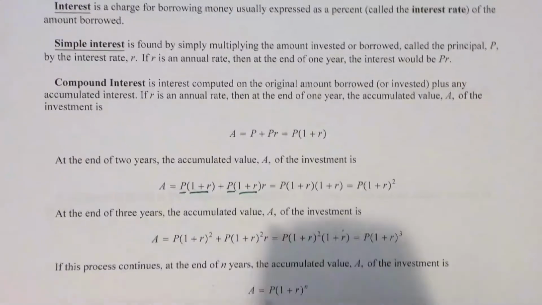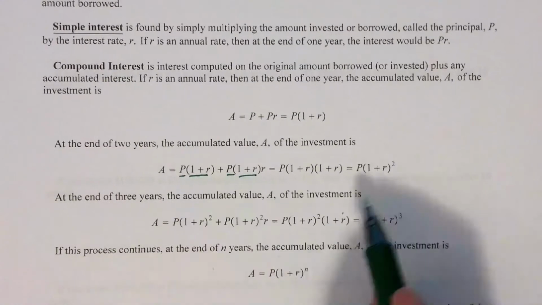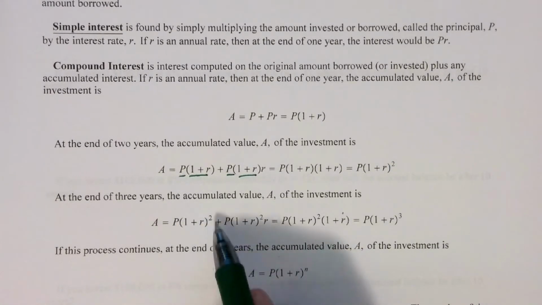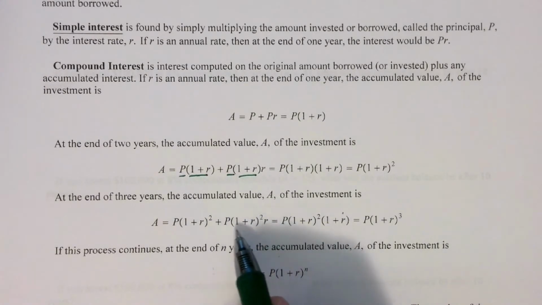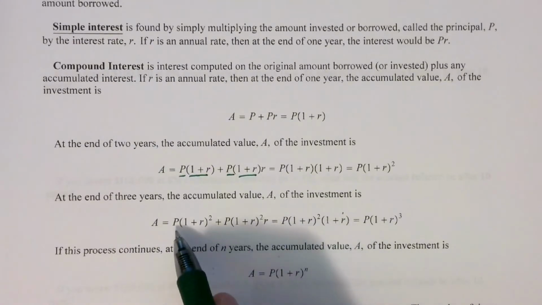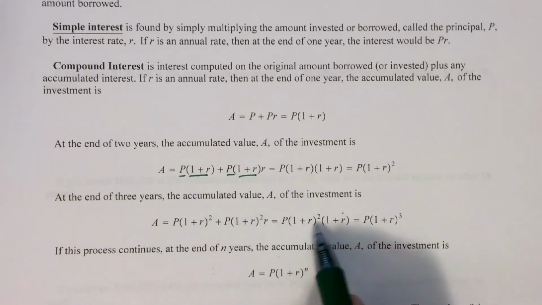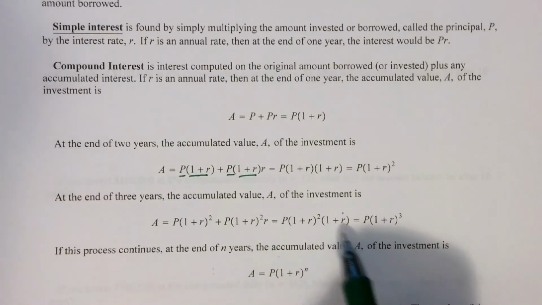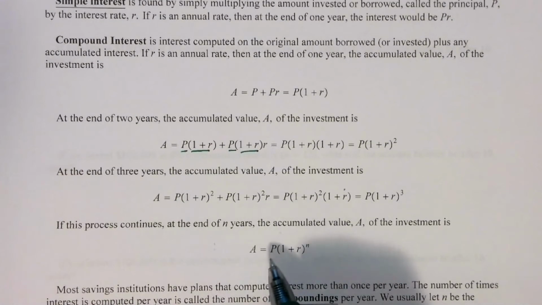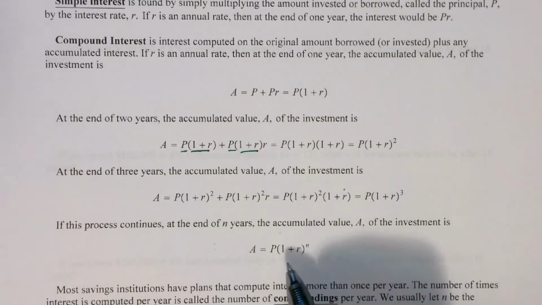Well, let's see what happens at the end of 3 years. You take this new amount, your account balance, plus the interest, which is the amount at the beginning of that third year times the interest rate. Again, I'm going to factor out P and a 1 plus R squared, leaving a 1 plus R, and I get P times 1 plus R cubed. So you see a pattern here, I think. Notice at the end of n years, this will be the accumulated value in the account.